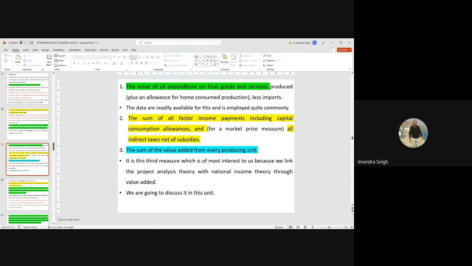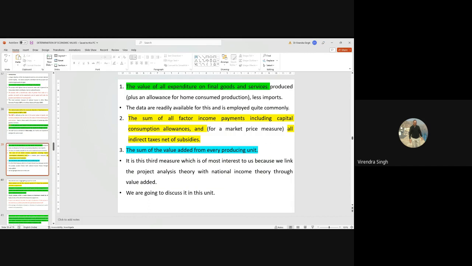All expenditure: actually, different groups undertake expenditure on final goods and services. The household sector particularly consumes goods and services which are produced domestically as well as bought from abroad. So those expenditures made by residents of the country on consumer goods and services are valued. And then we subtract the value of expenditure made on inputs.